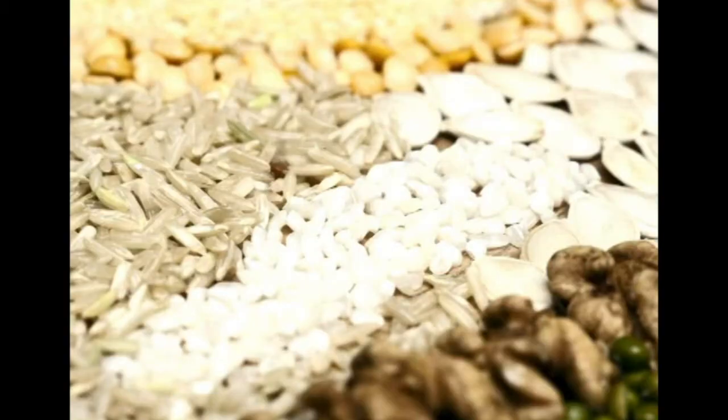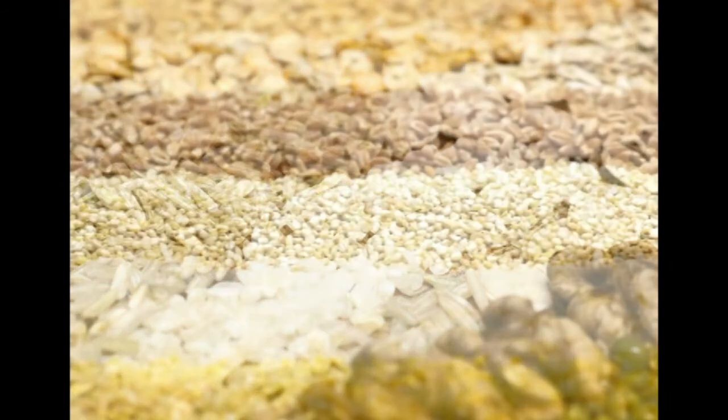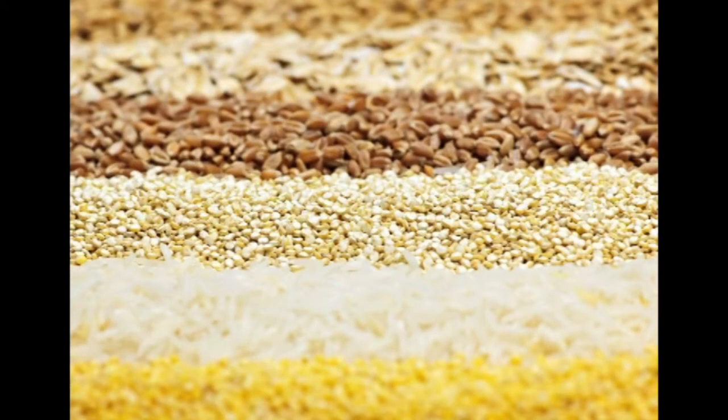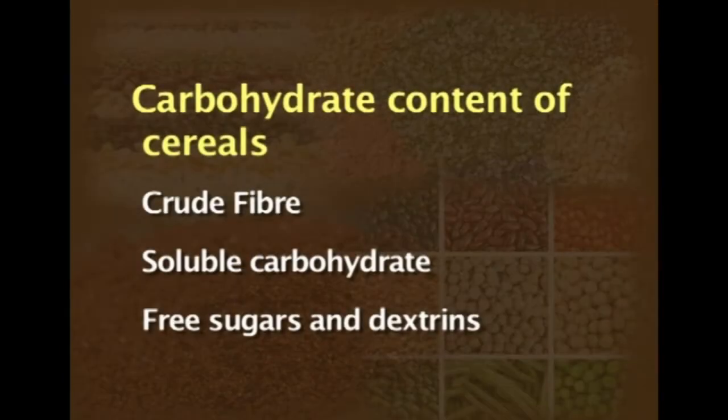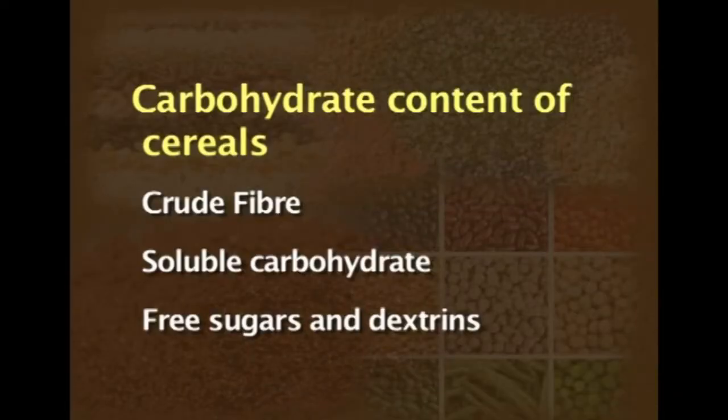Now, coming to the specifics, energy and carbohydrates. Now, cereals are mainly made up of 80% of carbohydrate, and this carbohydrate is divided into two components. One is the crude fiber and soluble carbohydrate. Now, the soluble carbohydrate component is mostly made up of starch. So, apart from the soluble carbohydrate as well as the crude fiber content, there are certain amounts of free sugars and also dextrins which are found in cereals.